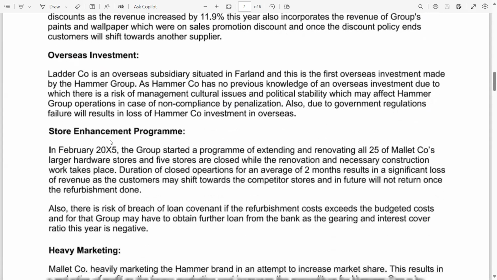Now, overseas investment. Remember, this is the first overseas investment. Led company is an overseas subsidiary situated in Farland, and this is the first overseas investment made by the Amar Group.